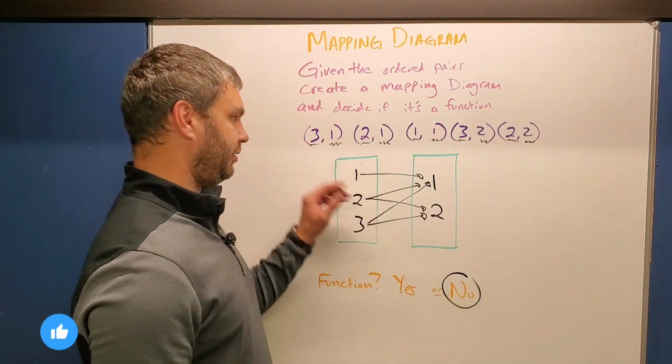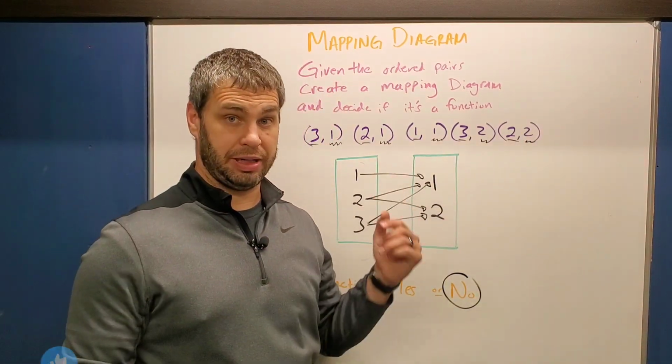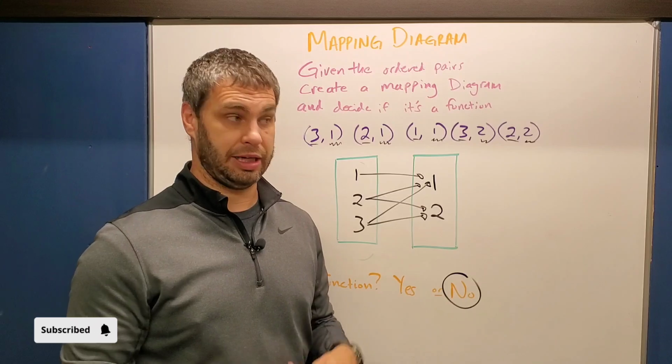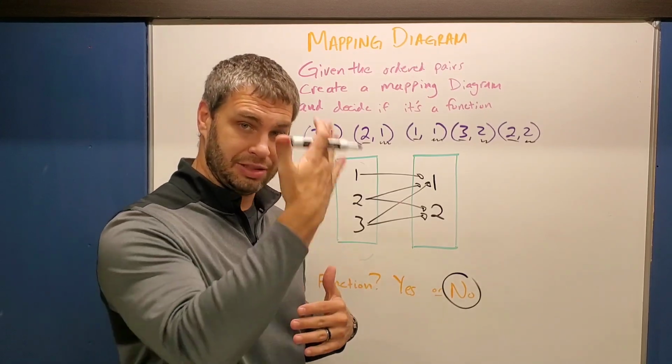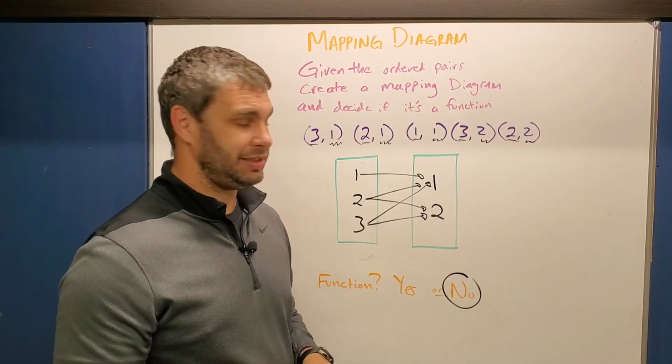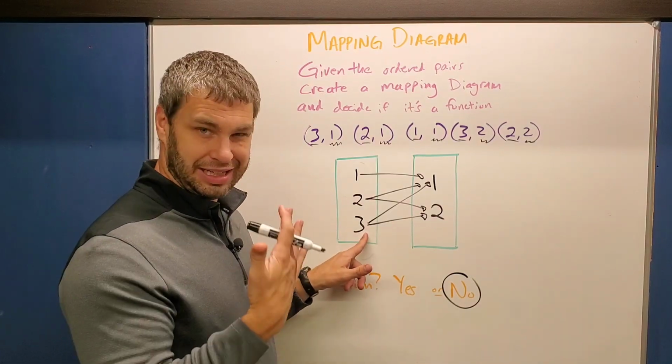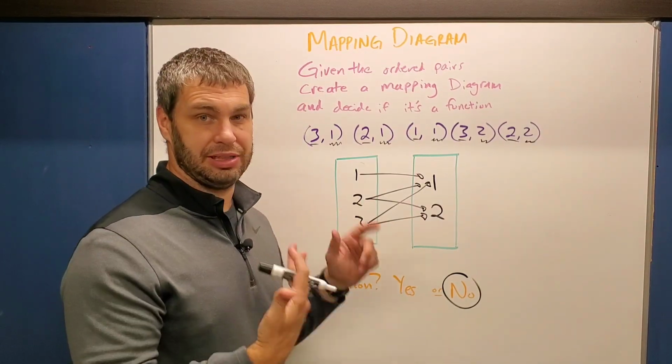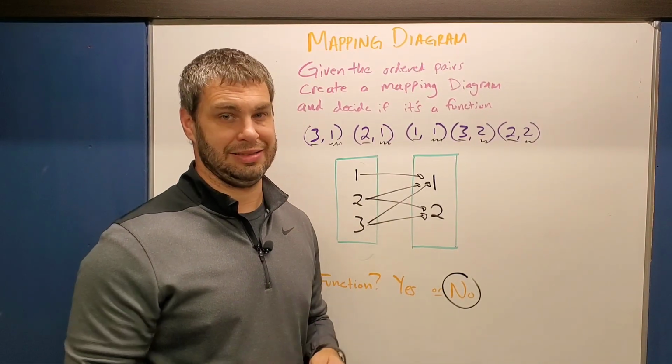The reason why is if I were to graph these ordered pairs on an xy coordinate plane and draw vertical lines for the vertical line test, it would not pass the vertical line test, as I would have 2 that are on my x value of 3 and 2 that are on my x value of 2. So therefore, this is not a function.